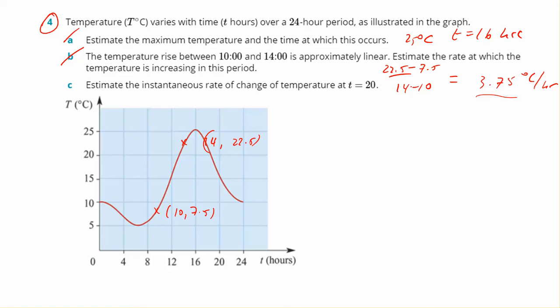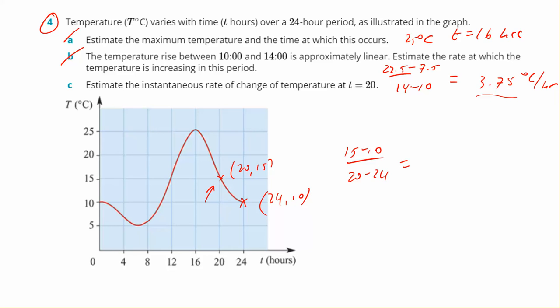Okay, estimate the instantaneous rate of change at t equals 20. Okay, so t equals 20 is right over here. We're trying to estimate what the rate of change is, so you choose a point close to it. You can choose this point, so this will be 20, 15, and this point will be 24, 10. And you're just trying to find the normal average rate of change to guess what the instantaneous rate of change is.